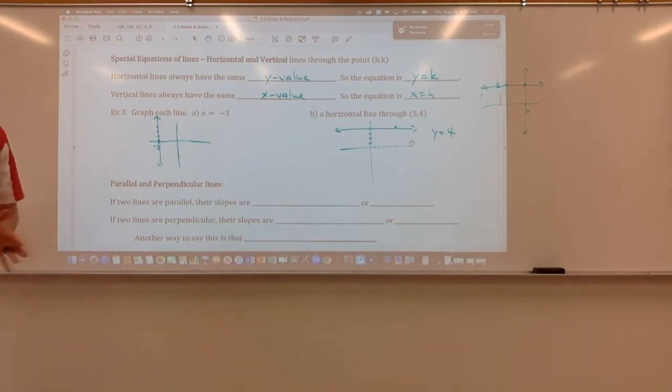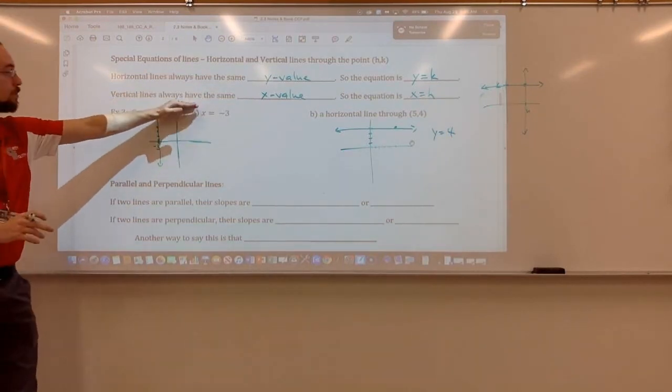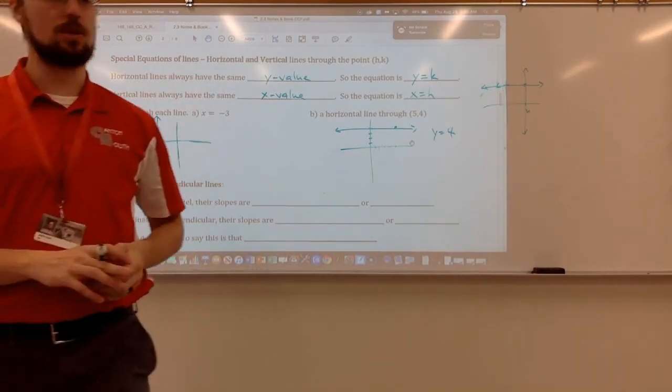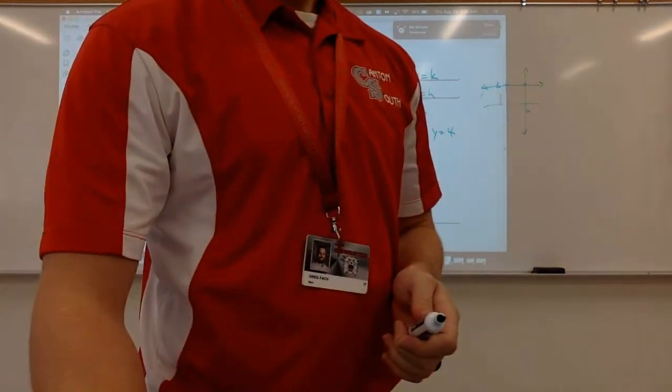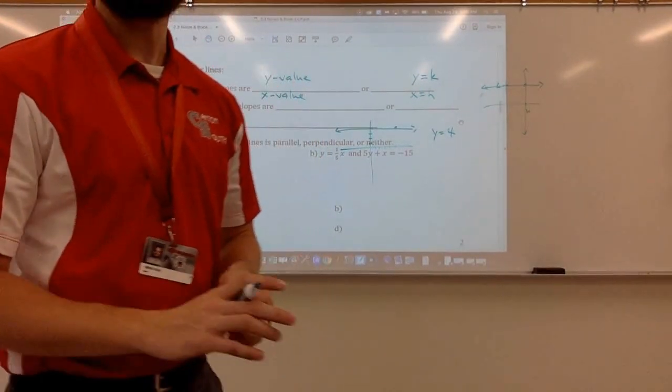Questions on horizontal and vertical lines? Right, so remember, a horizontal line has a slope of 0, and a vertical line has an undefined slope. All right, last thing, parallel and perpendicular.